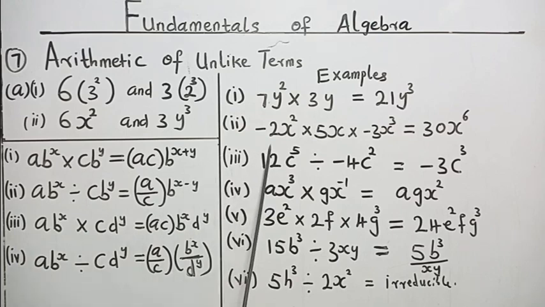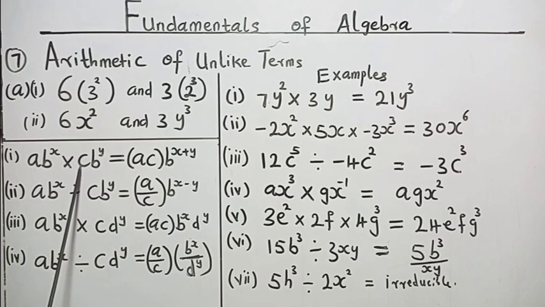Example number 2, we have minus 2x to the power 2 times 5x times minus 3x to the power 3. The same law 1 is going to help us to get this. This example 2 highlights the fact that this law is not applicable only when we have two terms multiplying. Even if we have more than two terms multiplying and there are like terms, the law is still applicable. Here we have three terms multiplying. The same thing is going to happen.